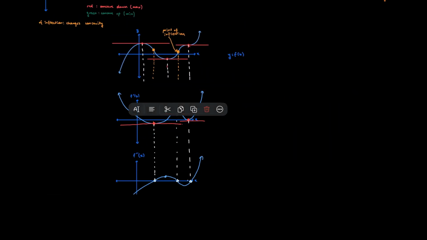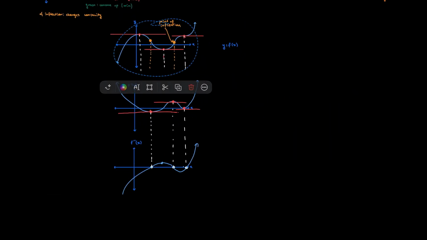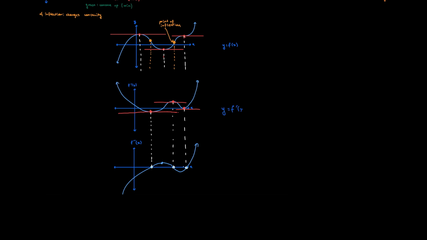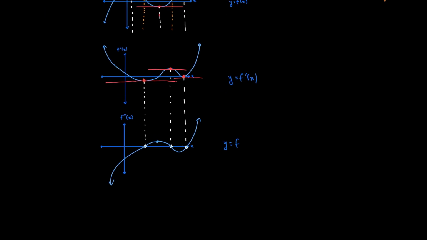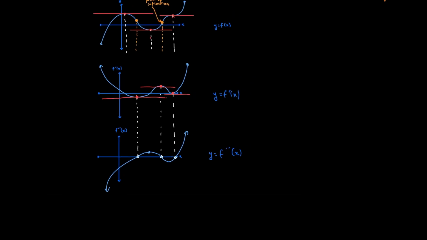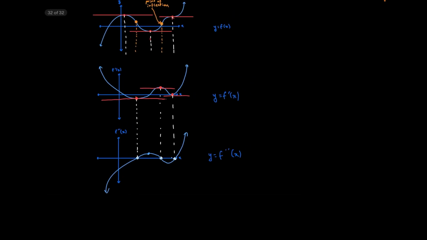So have a look here. This was our original graph, y equals f of x. This was our first derivative graph, y equals f dash x. And this was y equals our double derivative of x. So looking closely at these equations here, we can recognize three things.